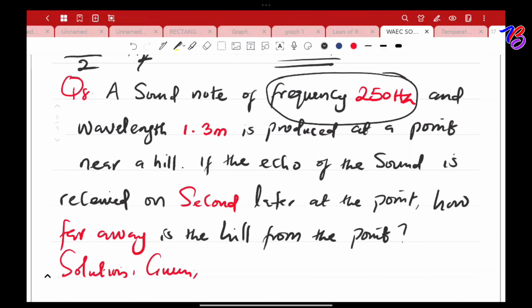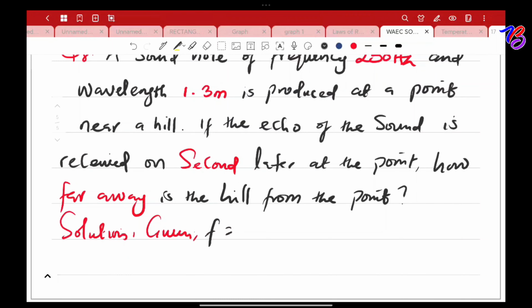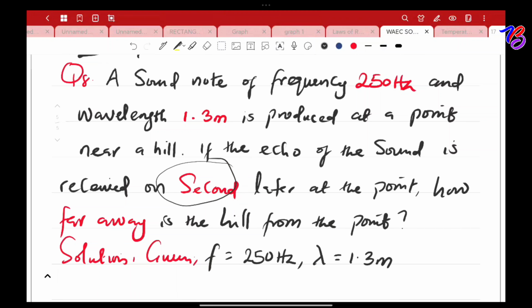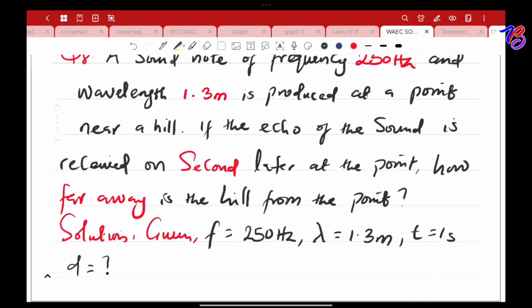Number 1, we have our frequency. So our F is equal to 250 Hertz. Then our wavelength, number 2 component, lambda is equal to 1.3 meters. Then our number 3 component is time, and our time is given to be 1 second. So we're going to solve this question because they are asking us how far away the hill is from the point. So we're looking for D. D is unknown. Are we together?